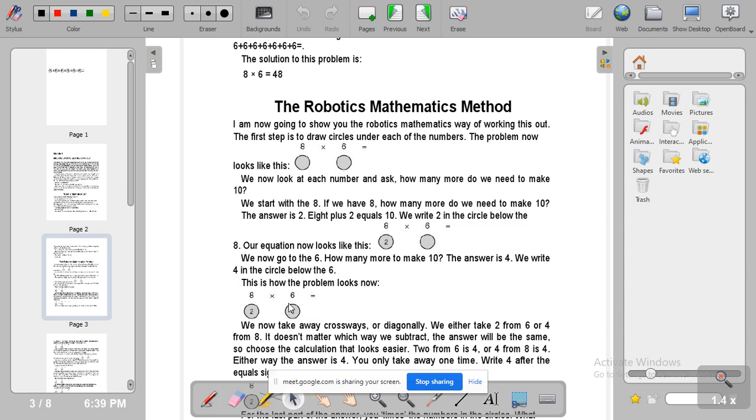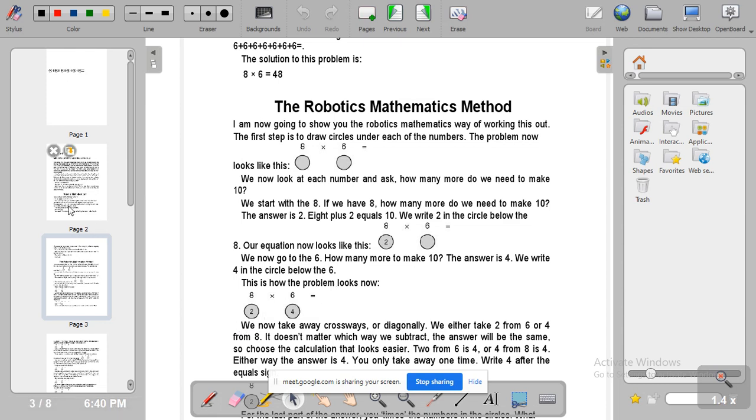Okay, so sorry. So now we have this one here. Any other way you do it, the answer should be the same. So 4 minus 8 will give us 4. 2 minus 6 will also give us 4. Any way you do it diagonally, the answer should be the same.